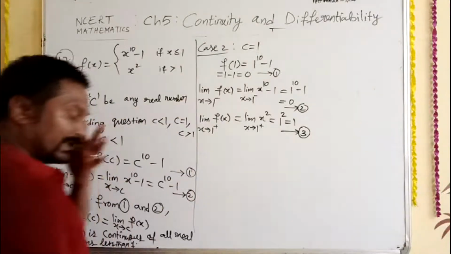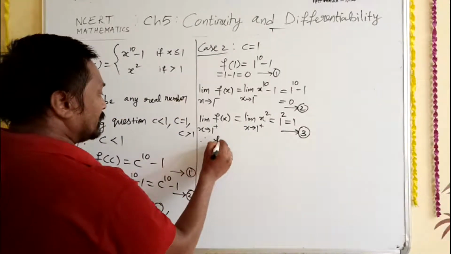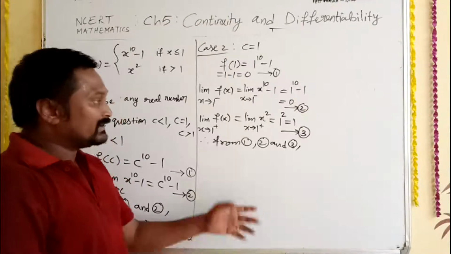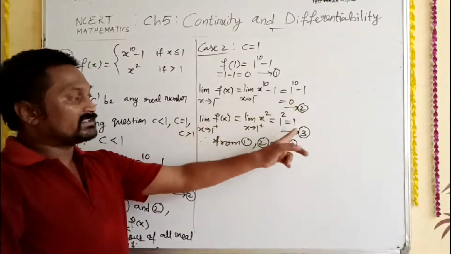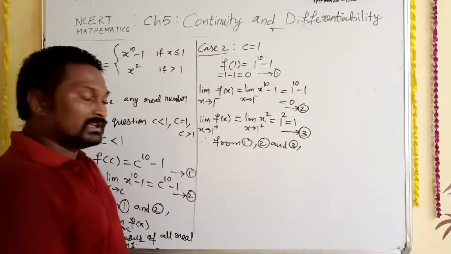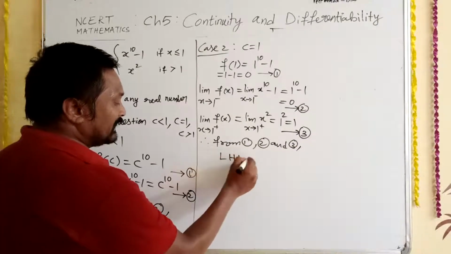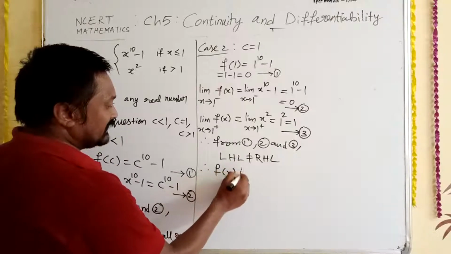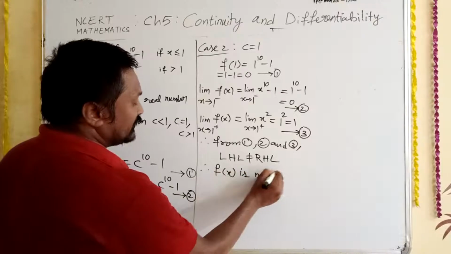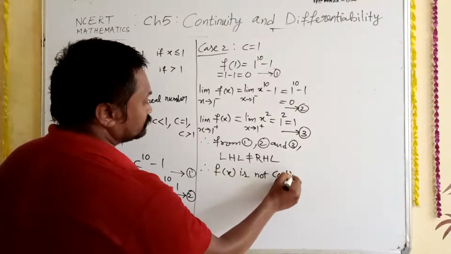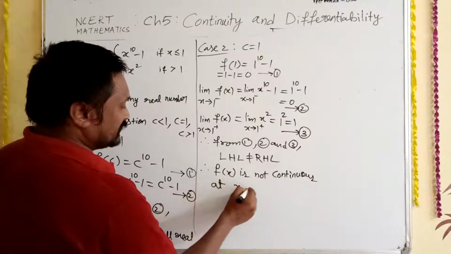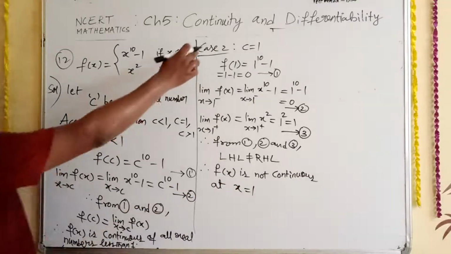Equation number 3. Therefore, from both, are they equal or not equal? You will find that one is 0 and the other is 1, so they are not equal. We write here: left hand limit is not equal to right hand limit. Therefore, f of x is not continuous at x is equal to 1. So now case 2 is completed.